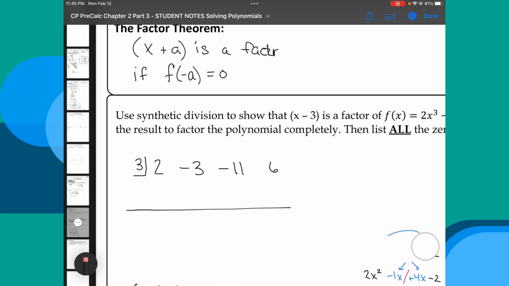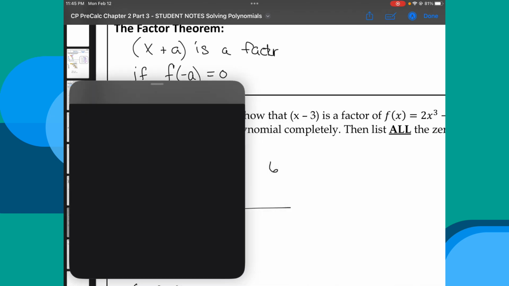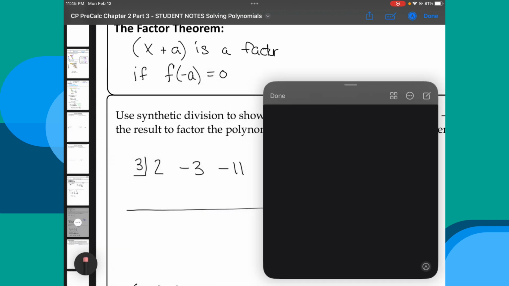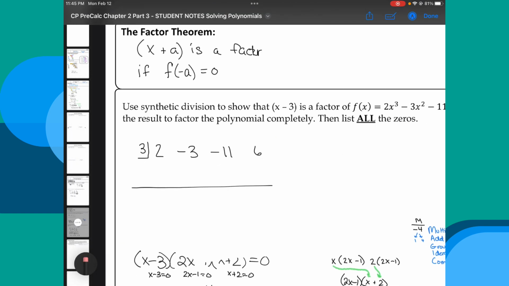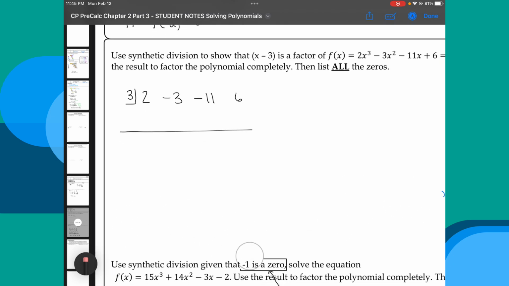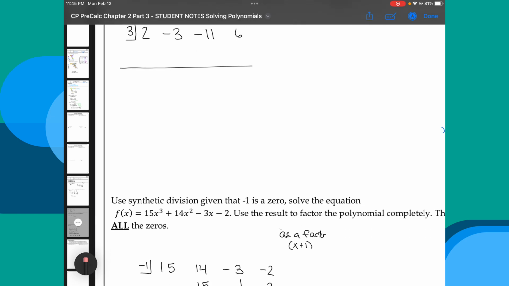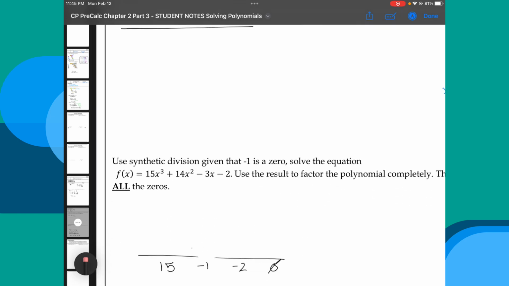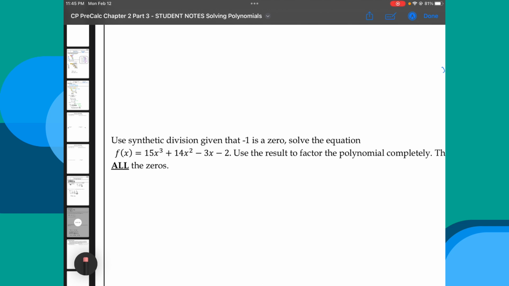Now, information can be given to you in 2 different ways. It can be given to you that the information is a factor, like in this first one, it's giving you x minus 3. Whereas in the second example here, they're giving you negative 1 is a 0.